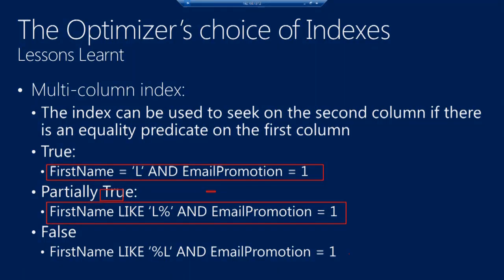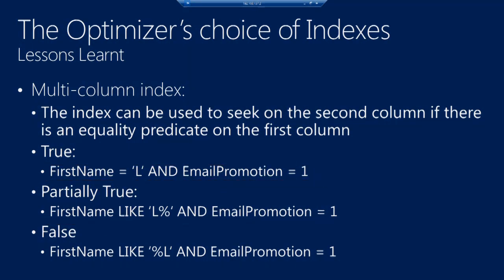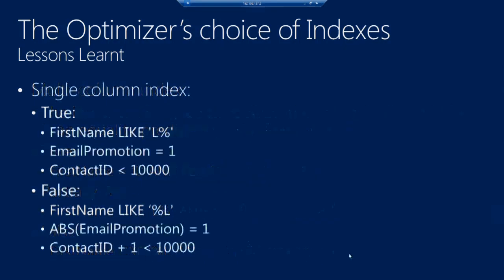Which means if you have an index on first name and email promotion and you give the third workload like this, it's only going to use the index for scanning purposes. It can't seek. So the multi-column index is slightly trickier than a single column index. A single column index is relatively very straightforward.